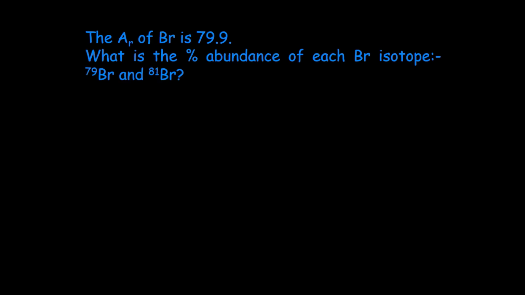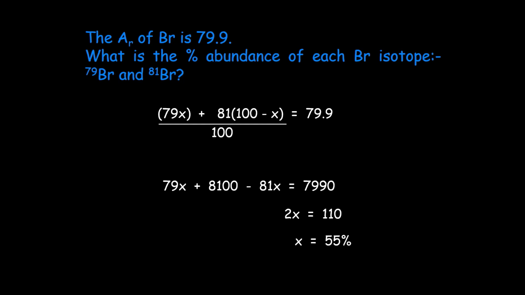Now again, you may want to pause the video until you've had time to try that one yourself. So it's going to be 79x plus 81 times (100 minus x), all over 100, equals 79.9. Solving that gives you x to be 55, and the Br-81 is therefore going to be 45%.